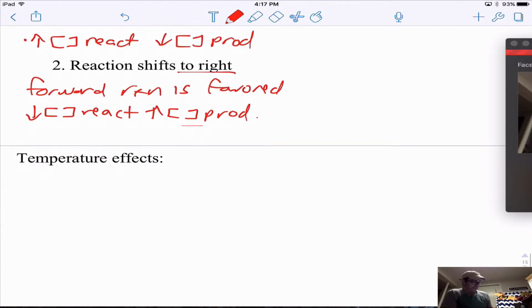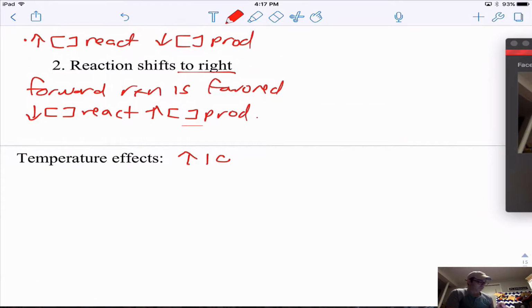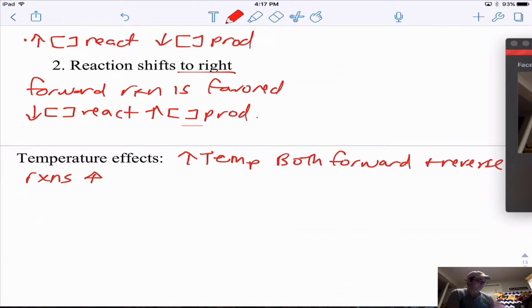So the first one would be a temperature effect. And so you could do two things. You could either increase the temperature or decrease the temperature. If we increase the temperature, the first thing to note that's important to keep in mind is that when we increase the temperature, both the forward and reverse reactions increase. And that's something that the AP likes to trick you with and people don't really think about. But that's sort of what's going on. I mean, both the forward and the reverse reactions are increasing. Temperature always increases the rates.